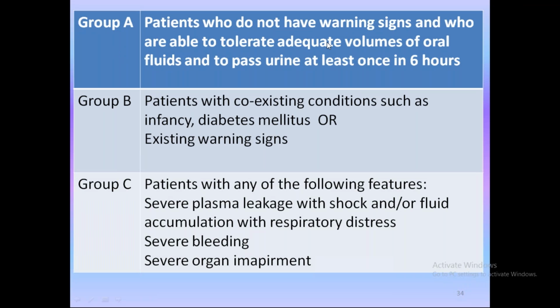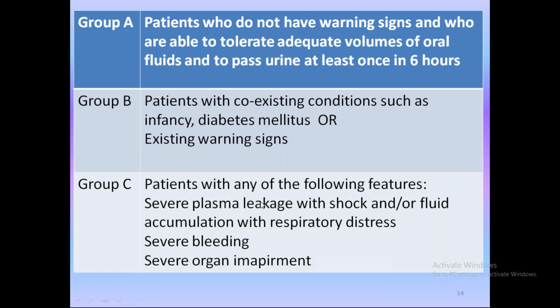Group A means patients who do not have warning signs and who are able to tolerate an adequate volume of oral fluids like oral rehydration solution and rice water, and take medications orally, and are able to pass urine at normal intervals, at least once in 6 hours. That's a group A patient we can send home. Group B means patients with coexisting conditions, like children less than 1 year or diabetic patients, or children having any one of the warning signs. Then we have to admit them and close monitoring is needed.